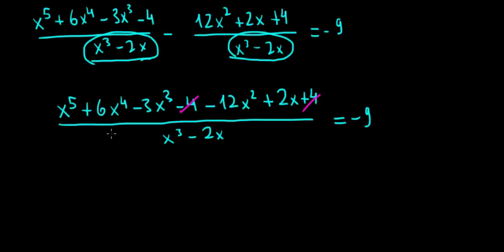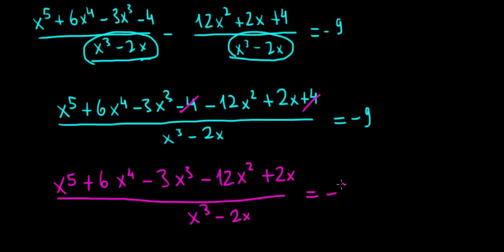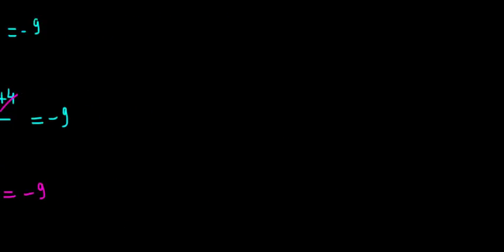What are we left with? We have x to the power of 5 plus 6 times x to the power of 4 minus 3x cubed minus 12x squared plus 2x divided by x cubed minus 2x equals minus 9. Well, we can't do anything else here. We can't simplify anymore. What we can do is just divide this fraction. So we're going to have a polynomial division. So let's do that. Let's get some space and do just that.